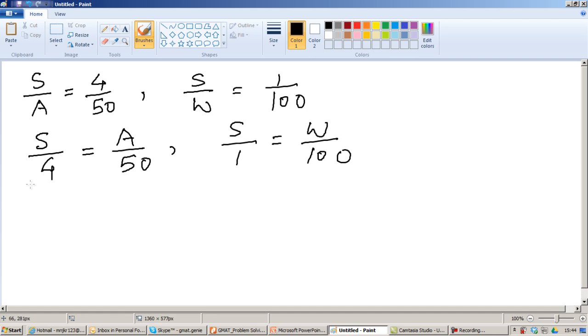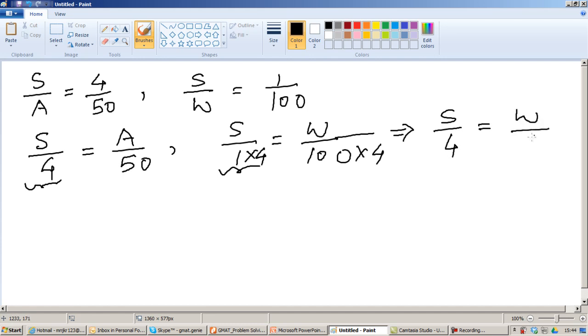Now you can see on the left hand side it is S upon 4 and this one is S upon 1. How do you convert it into a format where all three are together in one ratio expression? To do that, in the second expression, you divide by 4 on both sides. If you do that, it becomes S by 4 and this becomes W by 400. So in effect, this new ratio becomes S upon 4 equals W upon 400.